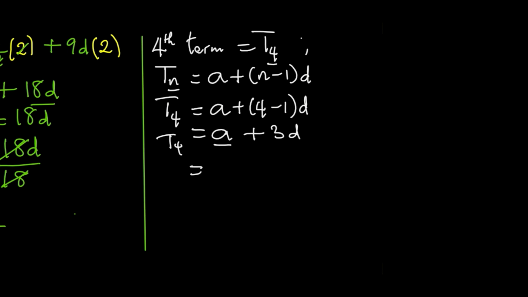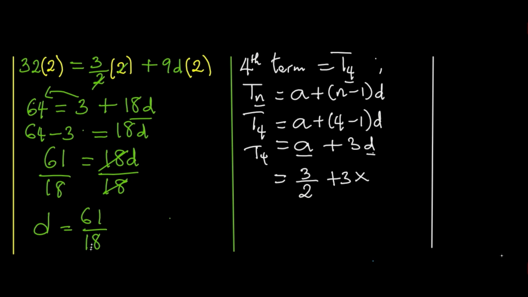The A is equals to 3 over 2 we have been given, plus 3 times D, which is 61 over 18. So 3, we cut this 3 here 1, 3 here 6. So you have 3 over 2 plus 61 over 6.